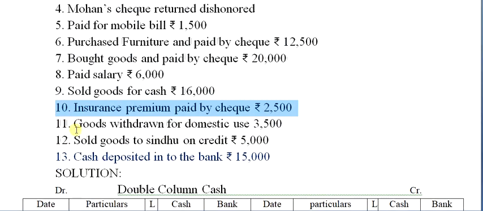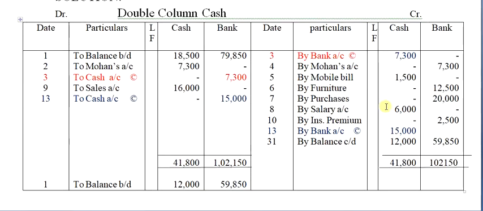Next, tenth point: insurance premium paid by check rupees 2,500. When we make this insurance premium payment through check, our bank balance reduces, so it should be considered under the credit side, my dear students. By insurance premium, the bank balance reduces by 2,500.